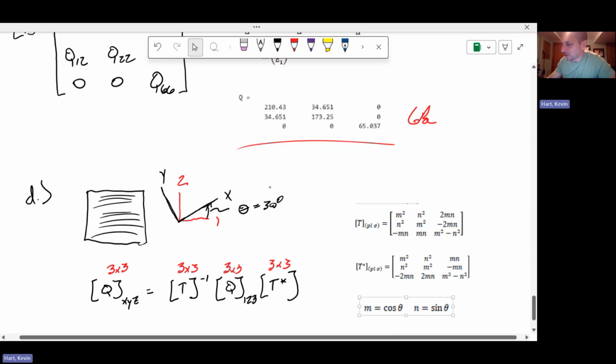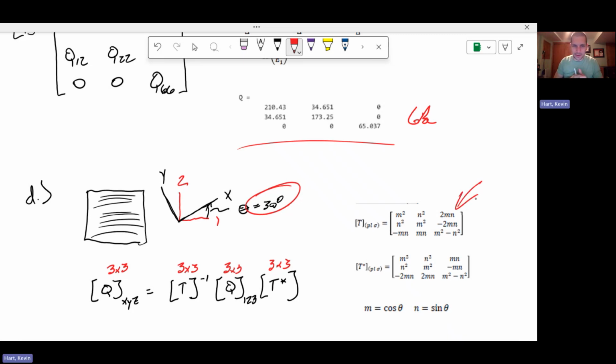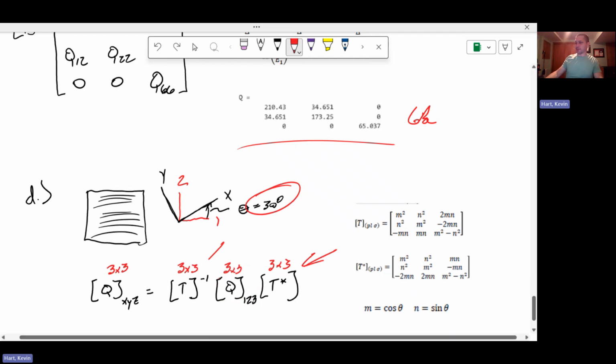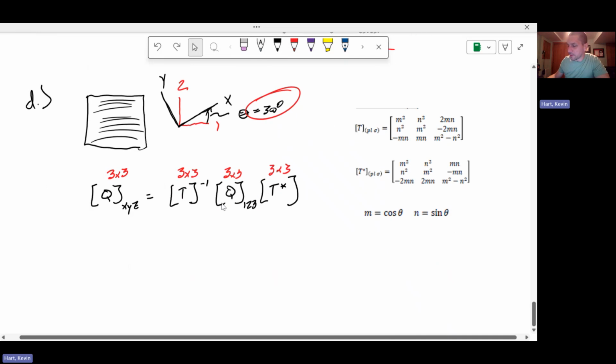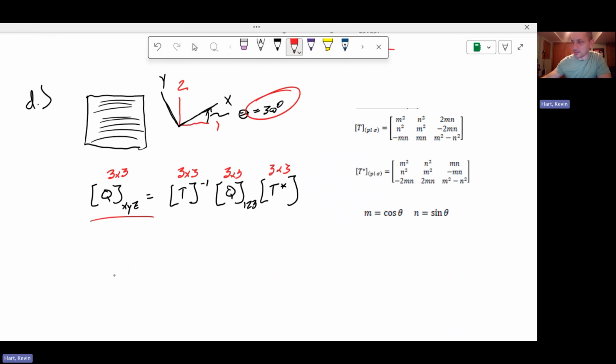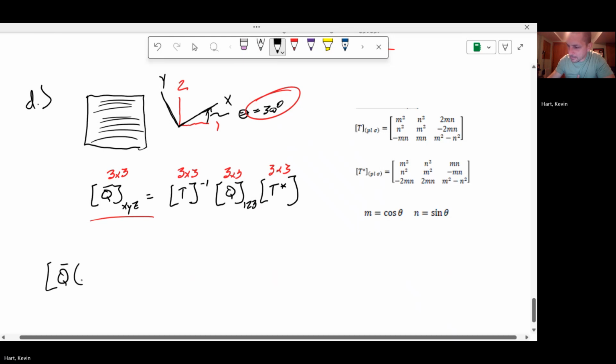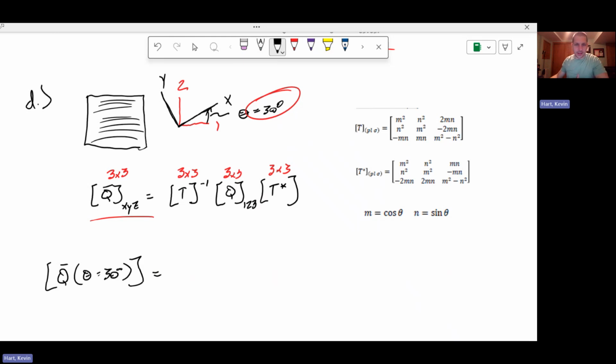So all these things are known. The rotation angle is 30 degrees, so you can calculate M and N. Then plug them in here, make all these 3 by 3 matrices using the M squared, N squared terms, etc. Plug those in here, do matrix math using your 3 by 3 matrix Q, and you can come up with the 3 by 3 matrix in the rotated coordinate system. We'll call this Q bar, where theta equals 30 degrees. This is the rotation angle, theta equals 30. And if you punch that in, you'll get the following.